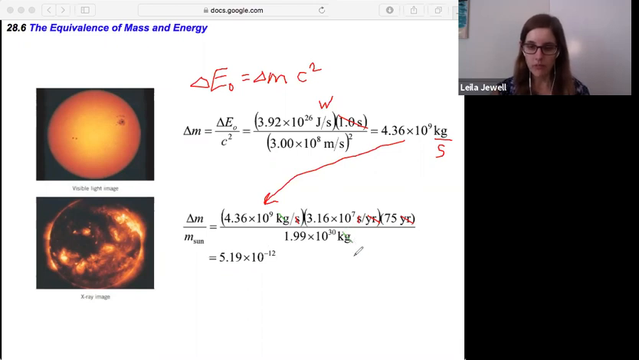Right? And so notice all our units disappear. Why? Well, that's because we're just looking at a ratio. We're just dividing it out. But we end up with 5.19 times 10 to the negative 12.